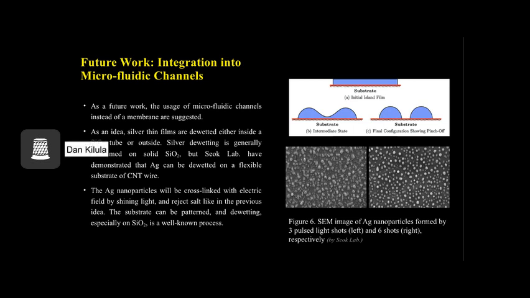The figure shows the dewetting process as well as the scanning electron microscope image of silver nanoparticles formed by 3 pulse light shots on the left and 6 shots on the right.